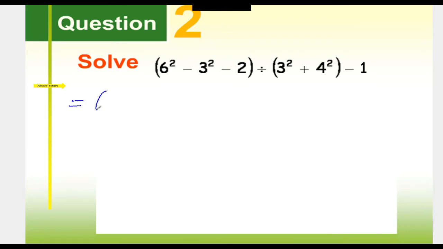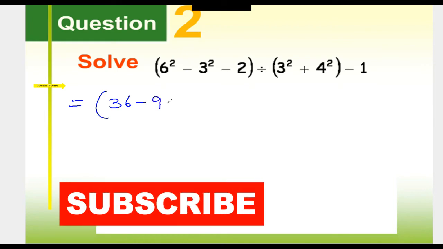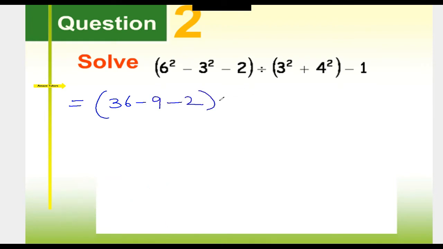Equal 6 squared, 36, minus 3 squared, 9, minus 2, divided by, I can do the next bracket simultaneously because inside the brackets I am finishing the exponents, because PEMDAS, E for exponent. Now in the same manner finish the exponents here as well. 3 squared 9, 4 squared 16.